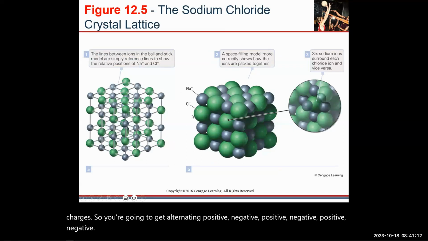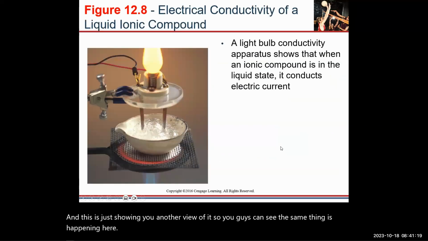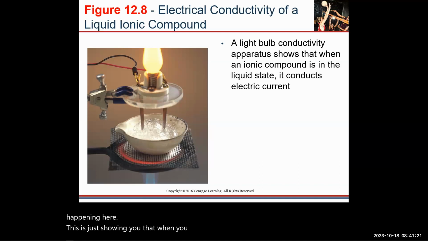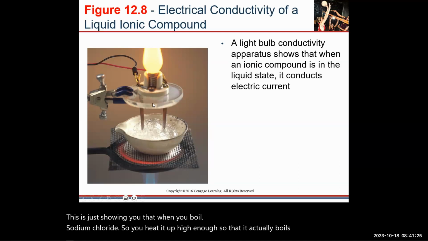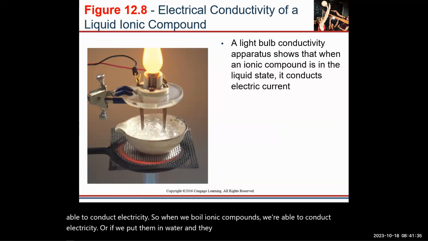And this is just showing you another view of it, so you can see this is happening here. This is showing you that when you boil sodium chloride, so you heat it up high enough so that it actually boils, then it is able to conduct electricity. So when we boil ionic compounds, we're able to conduct electricity. Or if we put them in water and the ions are separating, then we're able to conduct electricity.